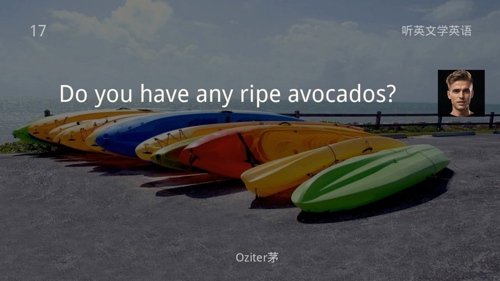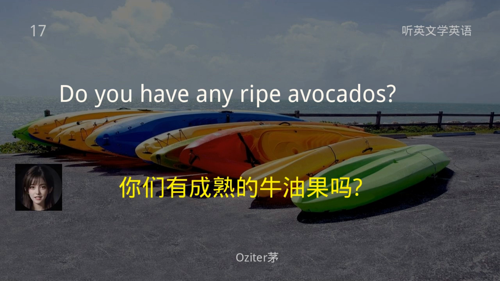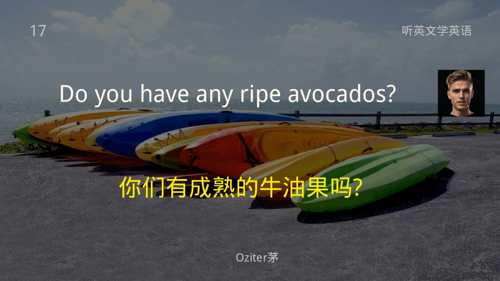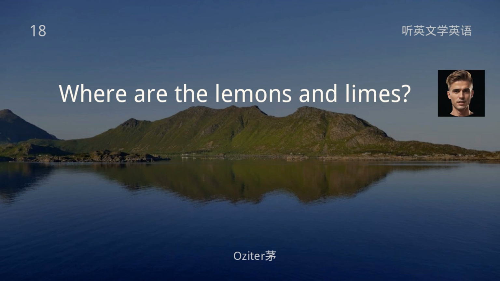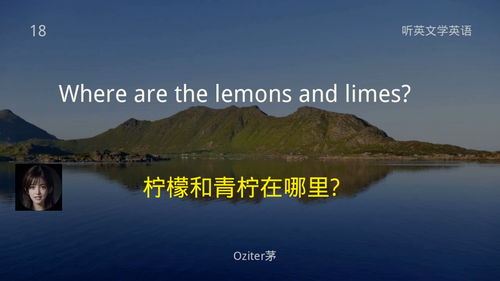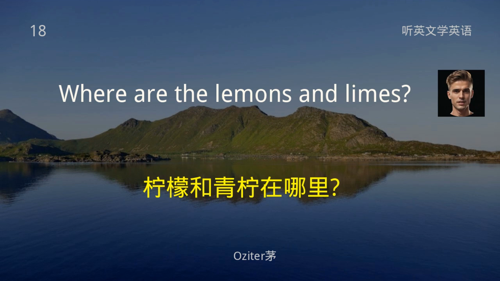Do you have any ripe avocados? 你们有成熟的牛油果吗？ Do you have any ripe avocados? Where are the lemons and limes? 柠檬和青柠在哪里？ Where are the lemons and limes?